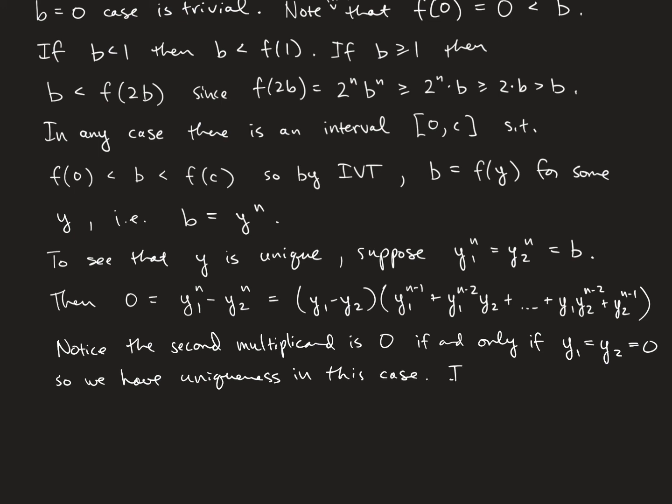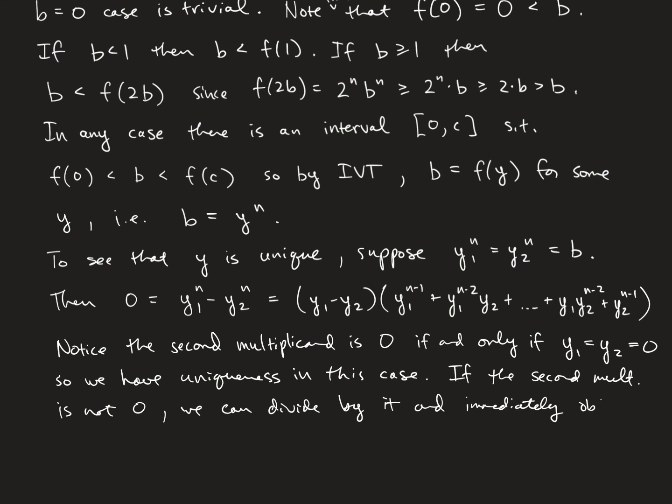If the second multiplicand is not 0, we can divide by it, and immediately obtain y1 equals y2. So y is unique. Okay.